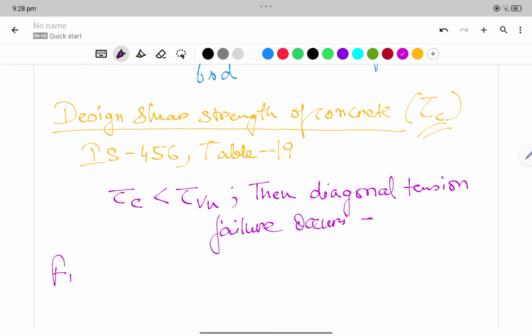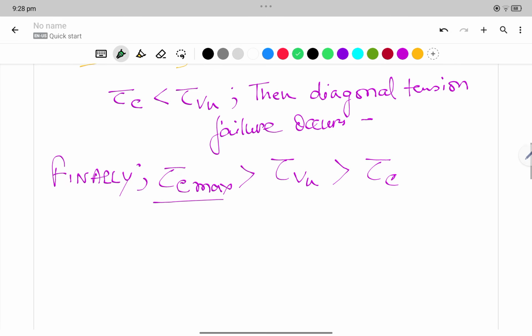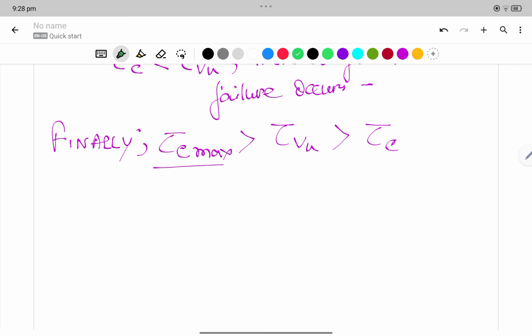Finally, we have to check another thing, that is tau c max that we get from table number 20. It should be greater than tau v, that is greater than the nominal shear stress and greater than the design shear strength. Okay, you have to check this thing. Now we will go to step number 4.